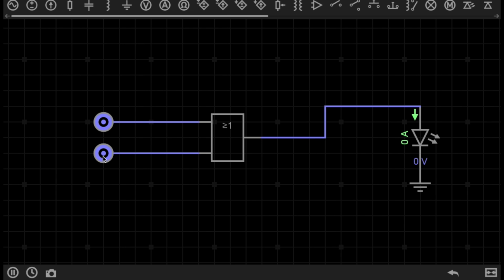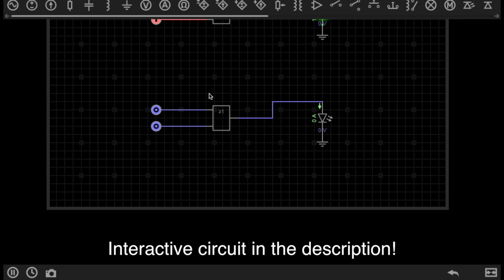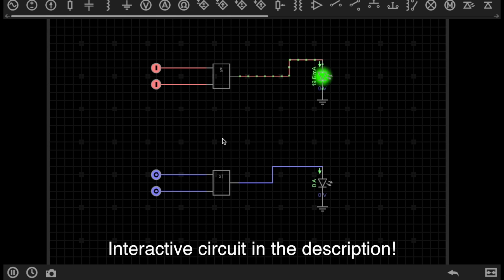So we're going to look into more logic gates and dive deeper into how they work and even build circuits with them in the future. But hopefully, just for now, you get a grasp on the AND and the OR logic gates.